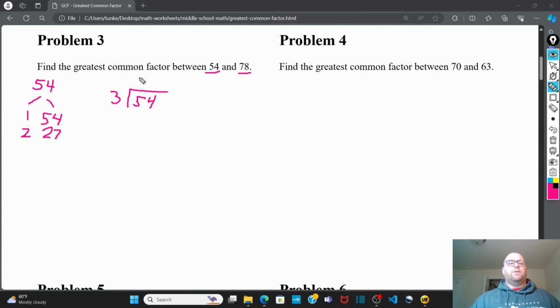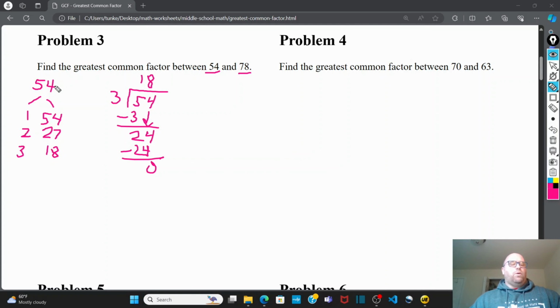quick. So 3 goes into 5 once. 5 minus 3 is 2, bring down the 4. 3 goes into 24 8 times exactly. So we're left with a remainder of 0. So yes, divisible by 3. We can do 3 times 18 to give us 54.